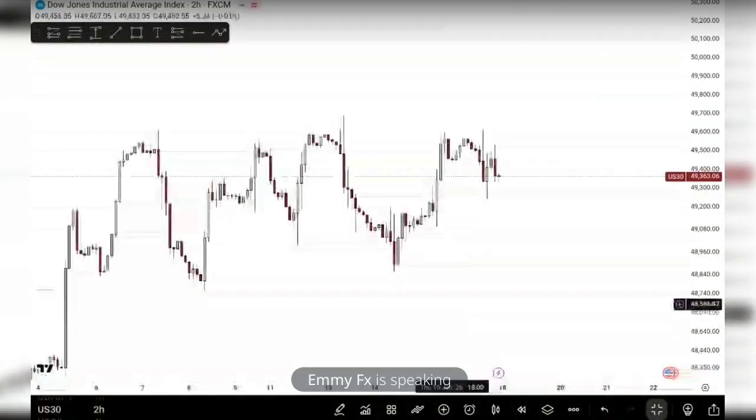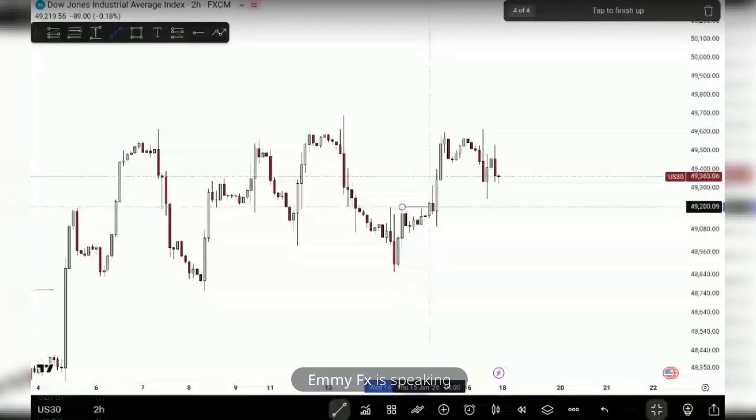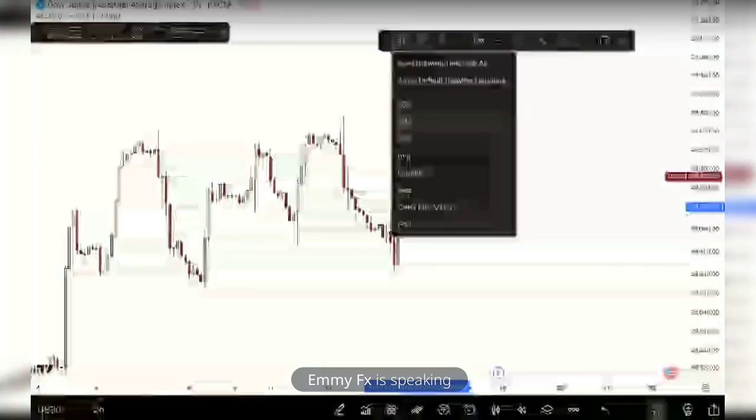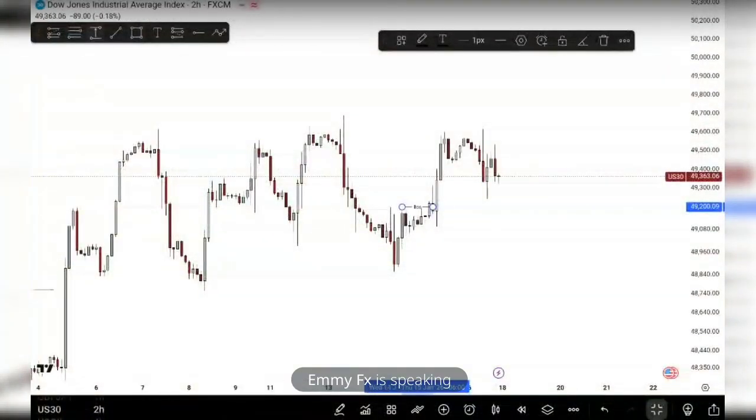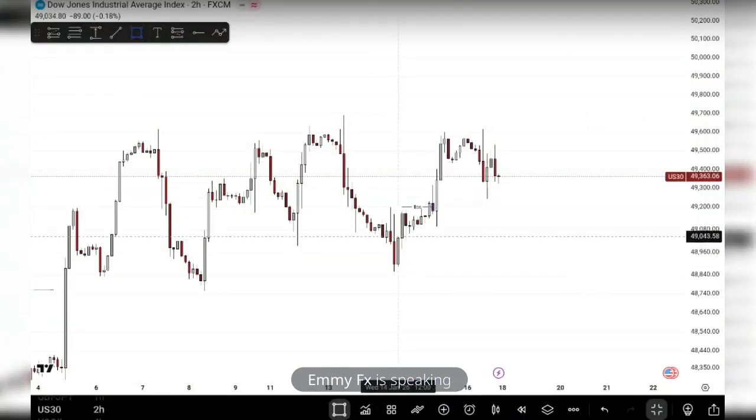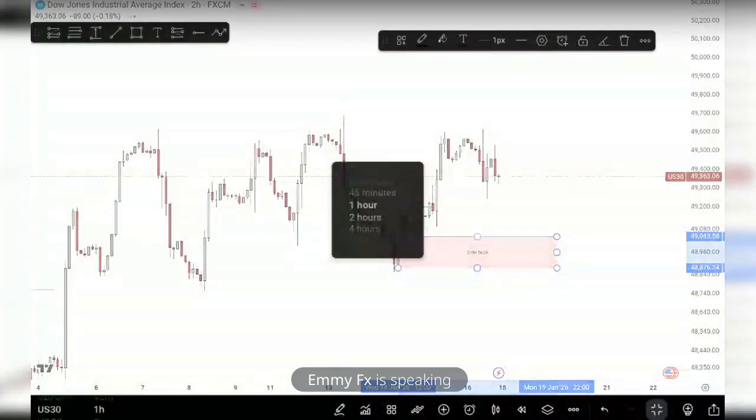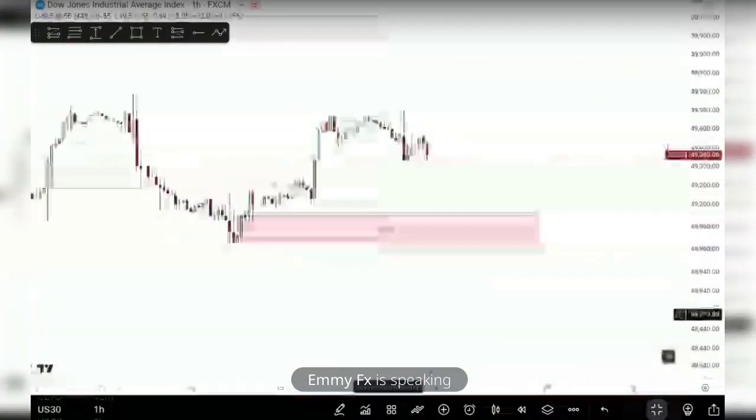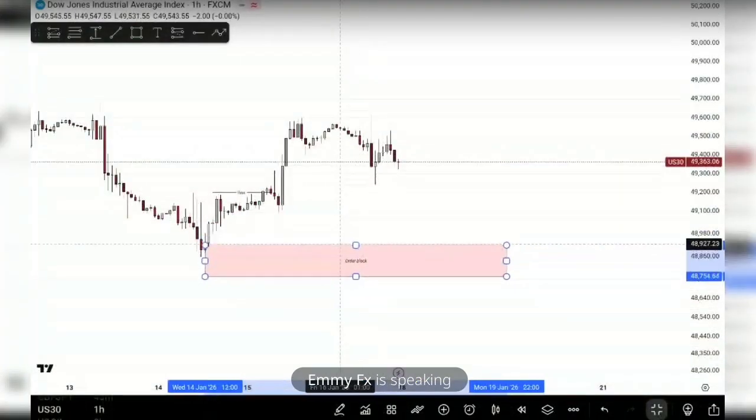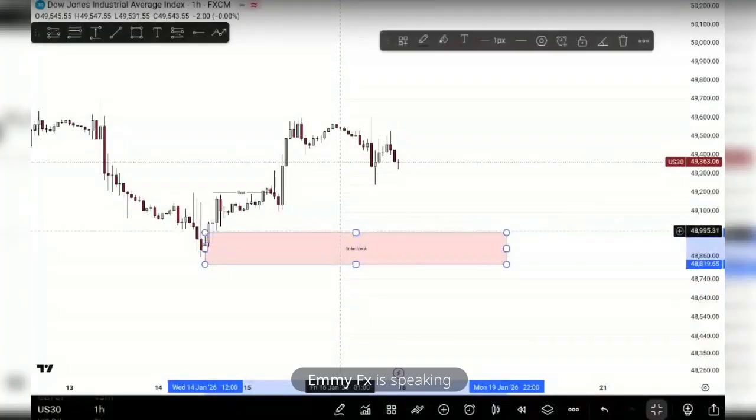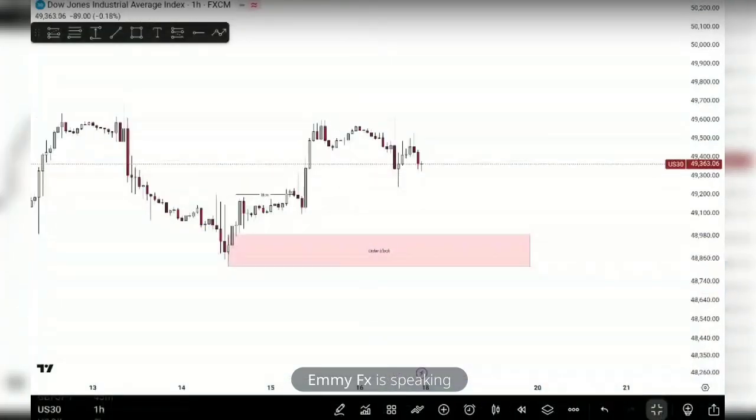So we have this internal break of structure, right? I'm going to use this other block. Let's move to our 1 hour time frame. In our time frame, I'm also going to refine it at this spot.